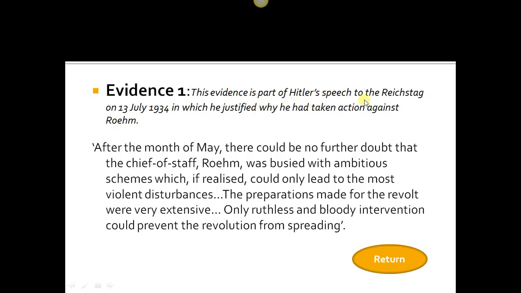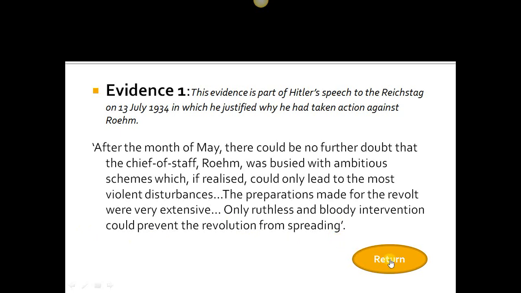This evidence is part of Hitler's speech to the Reichstag on the 13th of July 1934, in which he justified why he had taken action against Röhm. Now, I'm not going to be tempted to try and do a Hitler accent, okay, but after the month of May, there could be no further doubt that the Chief of Staff, Röhm, was busied with ambitious schemes which, if realised, could only lead to the most violent disturbances. The preparations made for the revolt were very extensive. Only ruthless and bloody intervention could prevent the revolution from spreading.